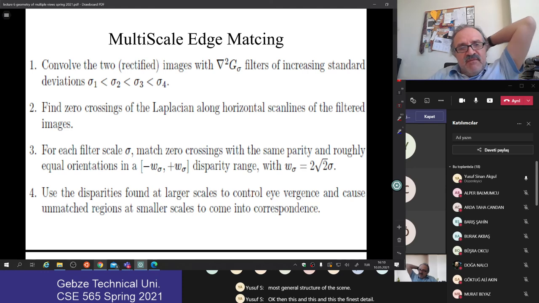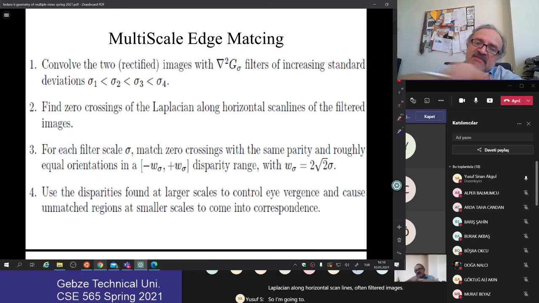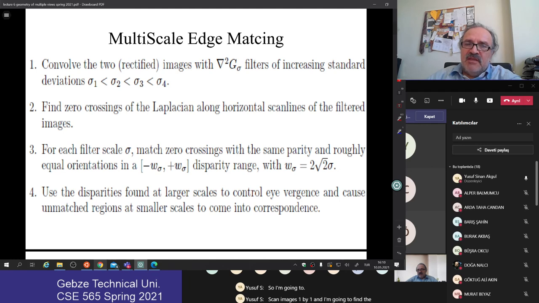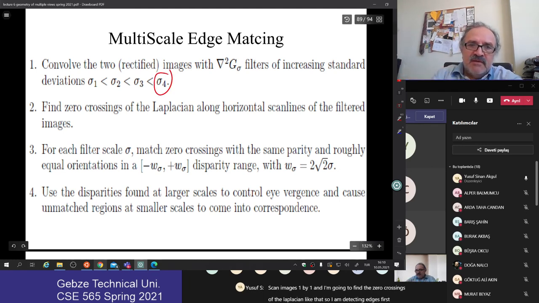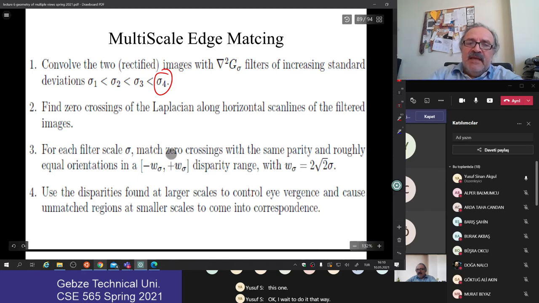And then after that, I will find the zero crossings of the Laplacian along horizontal scan lines of the filtered images. So I am going to scan the images one by one, and I'm going to find the zero crossings of the Laplacian like that. So I am detecting edges first. Then after I did that, I will try to do the matching between the left and right.